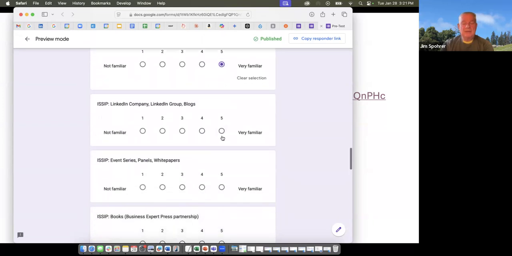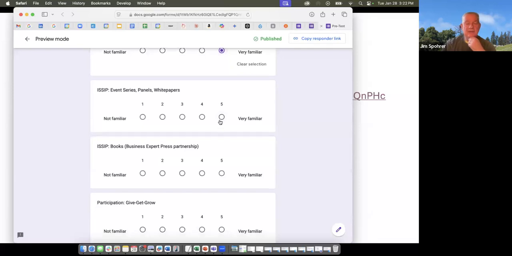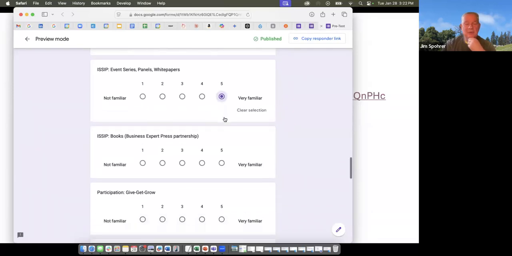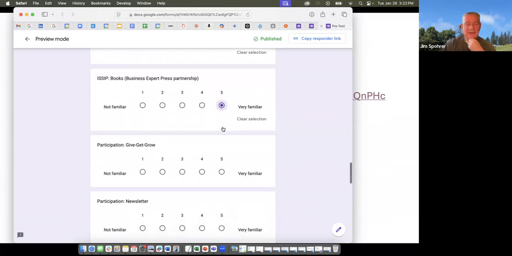Then there's the LinkedIn company and the LinkedIn group and blogs that participants can use. I'm familiar with those. The event series, panels and white papers, very familiar with those. And books, the Business Expert Press partnership. Well, that Service in the AI Era book is part of that books collection series, so I'm familiar with that.